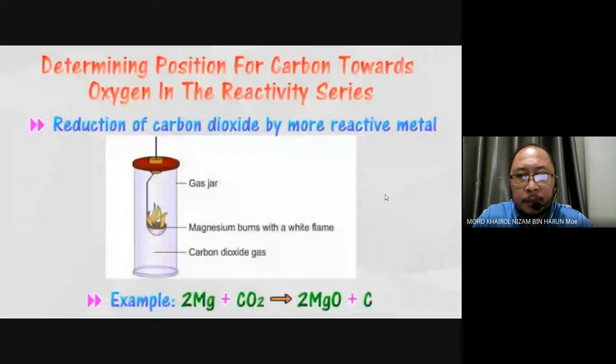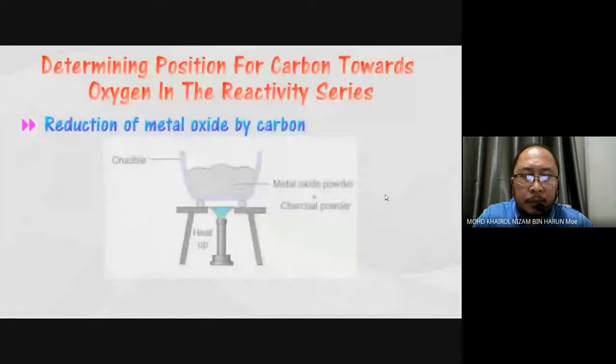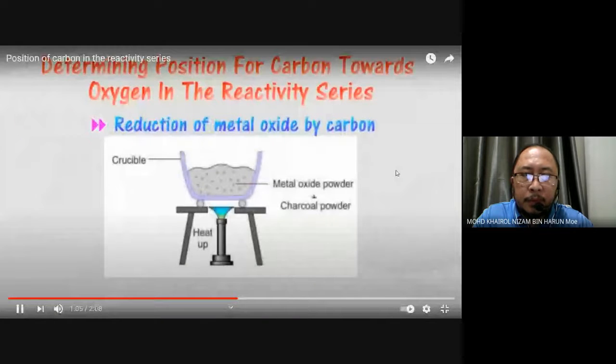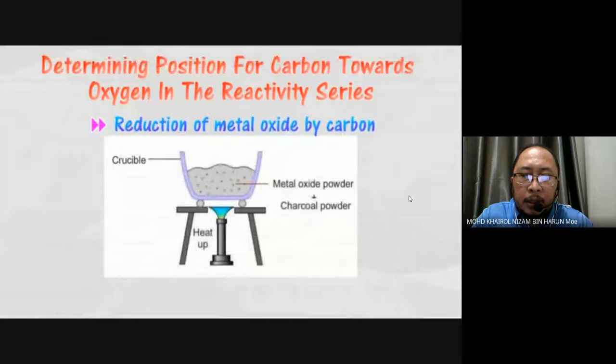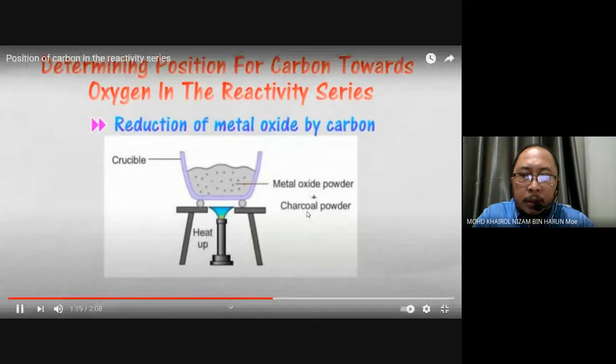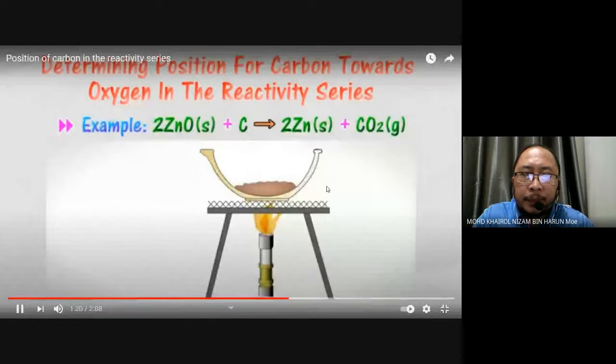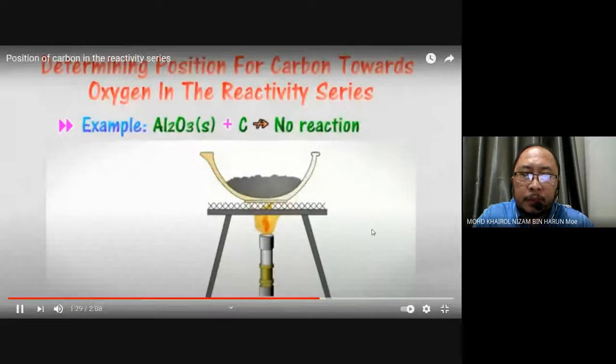We can also determine the position of carbon towards oxygen in the reactivity series using reduction of metal oxide by carbon. In this reaction, a mixture of carbon and metal oxide is heated. If carbon is more reactive than the metal, a white flame can be seen. Carbon will act as a reducing agent to reduce the metal oxide into metal. If carbon is less reactive than the metal, no reaction occurs because carbon is unable to attract oxygen from aluminium oxide. No change happens. No reaction.